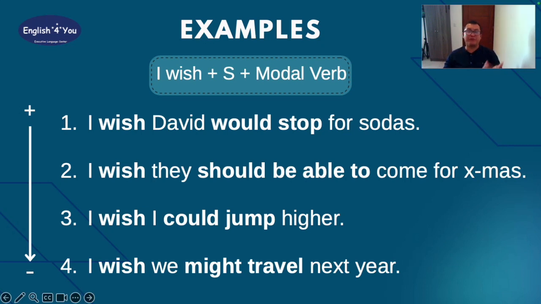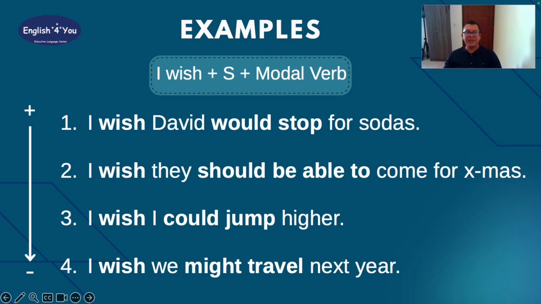If you remember from previous lessons, we said, or you already know, that the modal verb you use determines the percentage of certainty of the action. All right? So here on these examples, I try to put it from most probable to least probable. All right? From the highest possibility to the lowest possibility. So I wish David would stop for sodas.